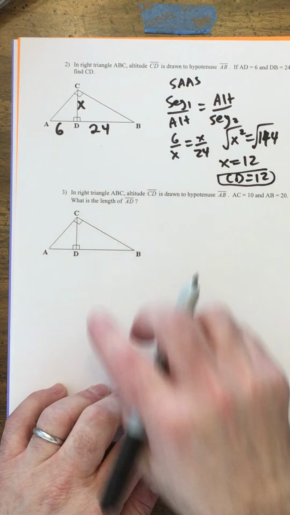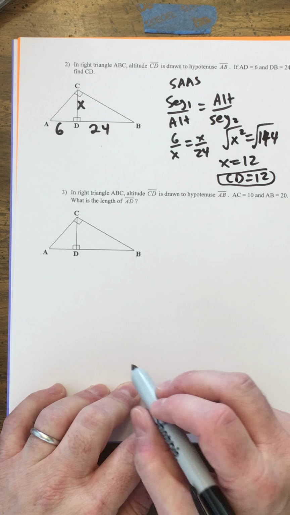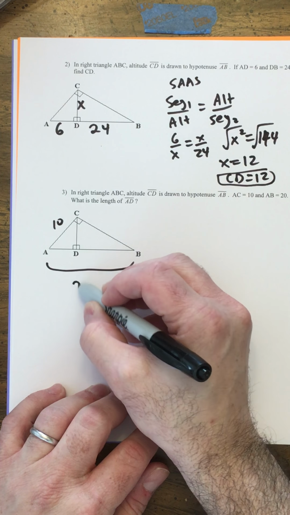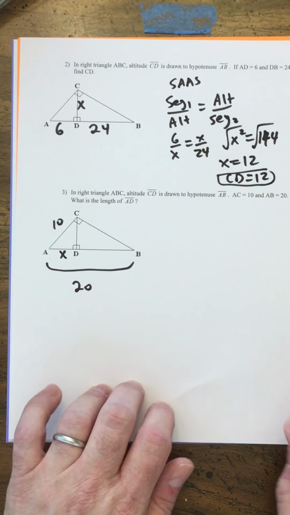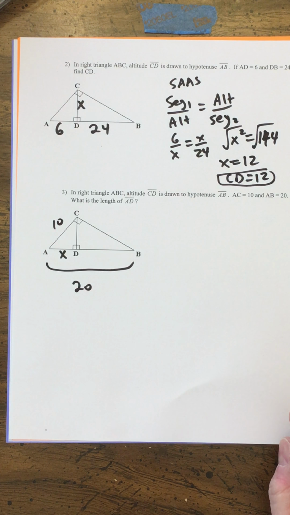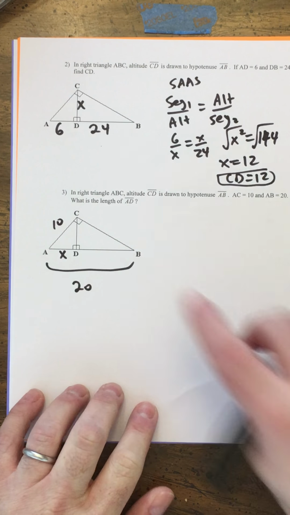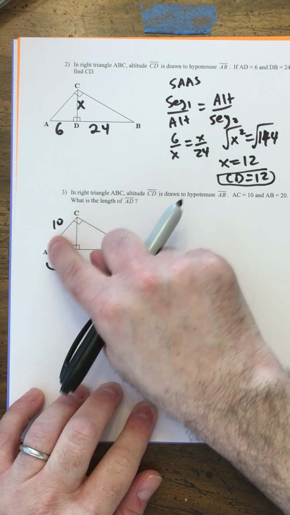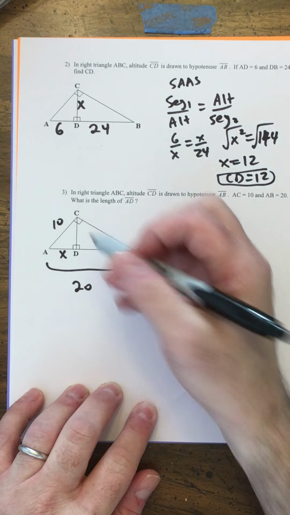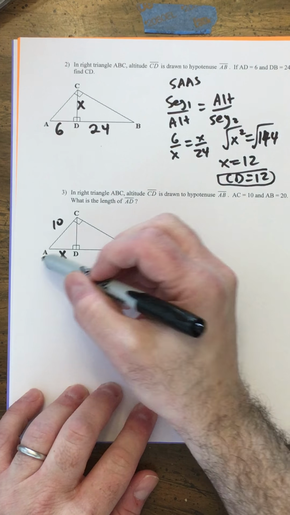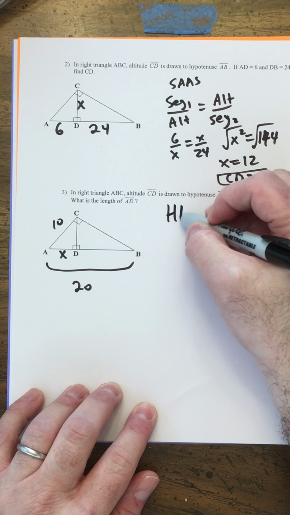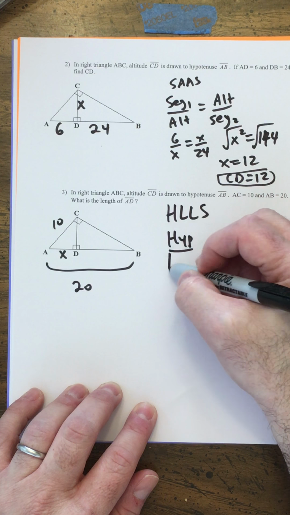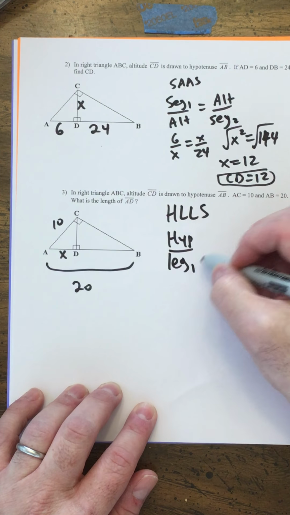We have the same situation, same diagram. AC is 10. AB, that whole thing is 20. And we want to find AD. So what do you think we're going to use here, hills or SAS? Clearly hills. There's nothing on the altitude, but there's something on a leg. That's how we know it's going to be a hills problem. There's something on the leg. It's on the hill. So this is HLLS. It's going to be hypotenuse is to leg. That side is leg 1.